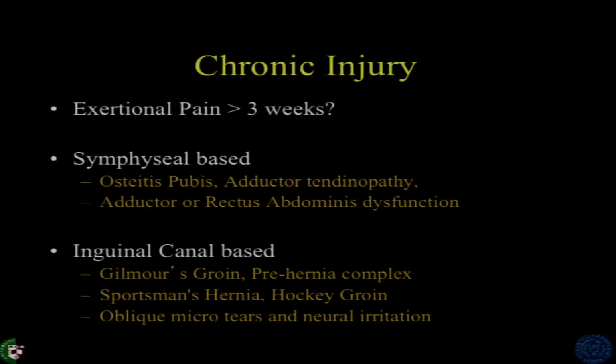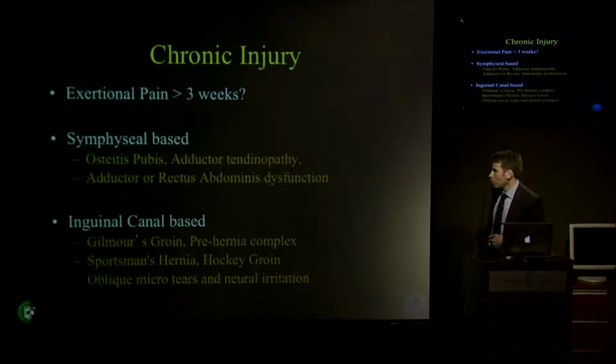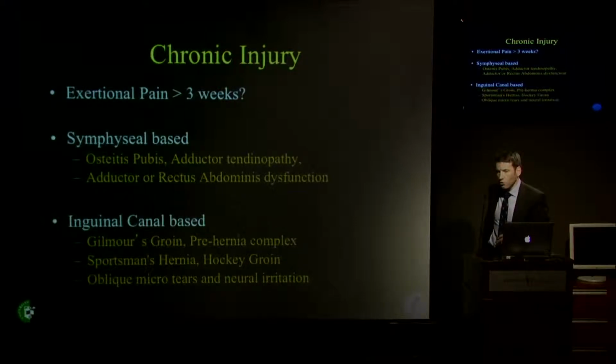If we look at the terminology and how confusing it is, people have described osteitis pubis, adductor tendinopathy, enthesopathy, abdominis dysfunction, whatever that means. And then if we look at the inguinal canal, this is where we have a lot of small surgical studies talking about micro tears, incipient hernias, actual hernias, and so on. And this is where you get the terminology Gilmore's groin, which is very famous in England, and sportsman's hernia, which again is confusing because by definition it's not a hernia.